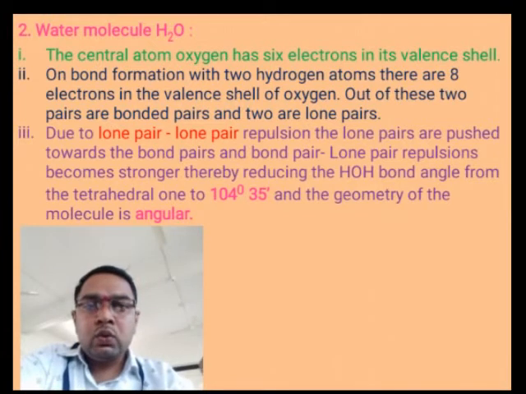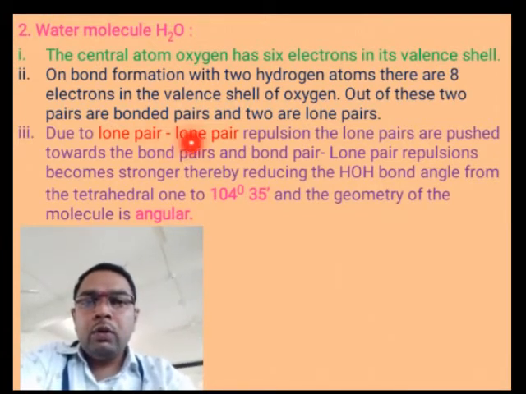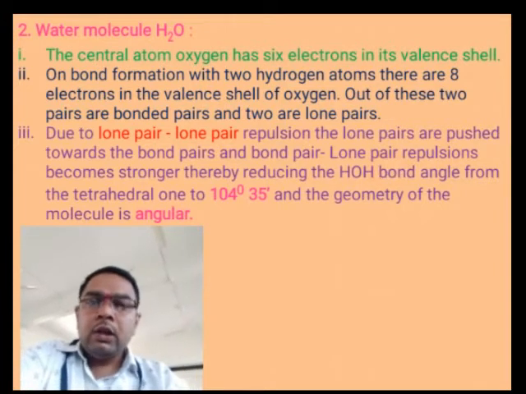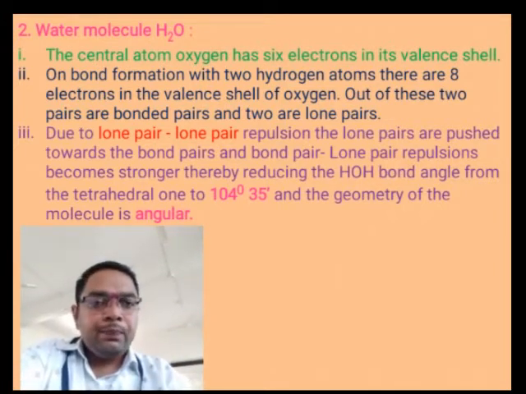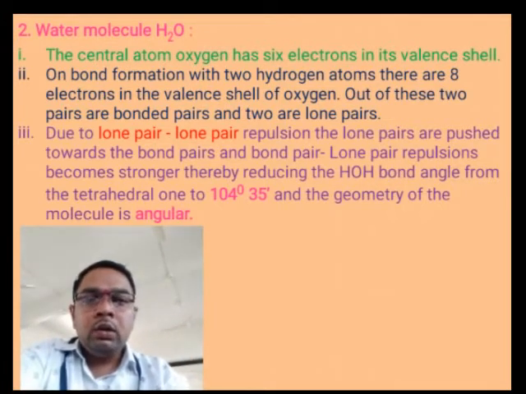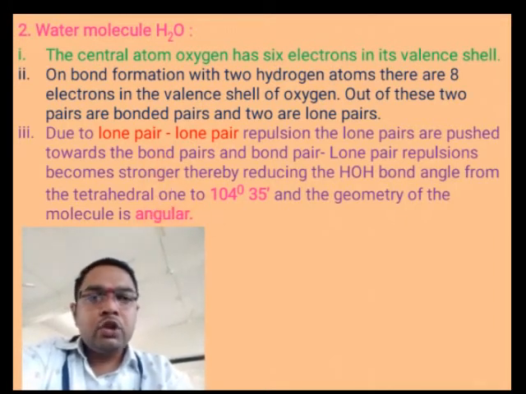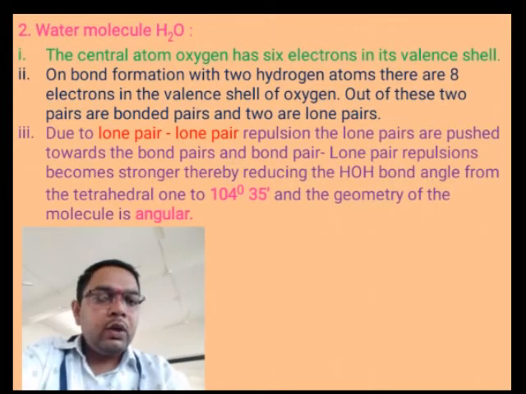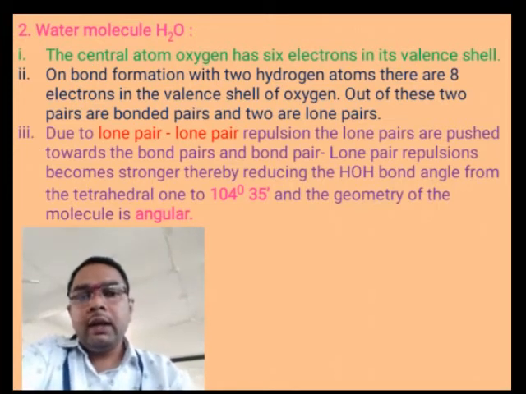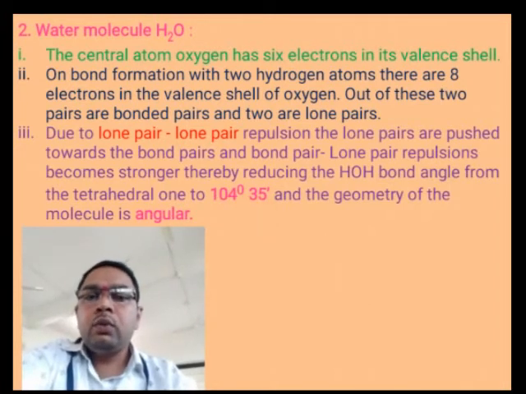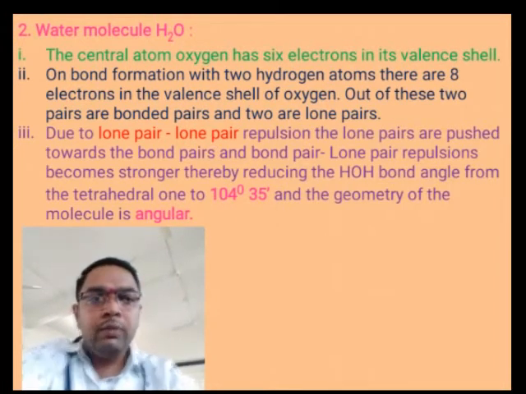In this case also, due to the presence of lone pair repulsions and bond pair-lone pair repulsions, the molecule changes its shape from tetrahedral to angular. In the tetrahedral to angular geometry, the bond angle is reduced from 109°28' to 104°35', as shown in the figure.